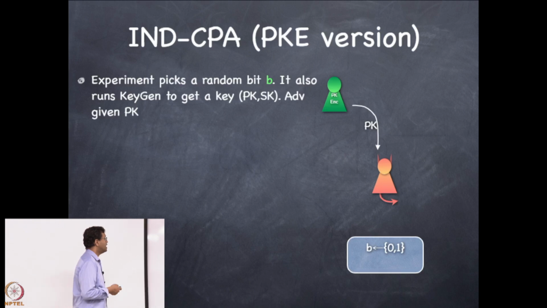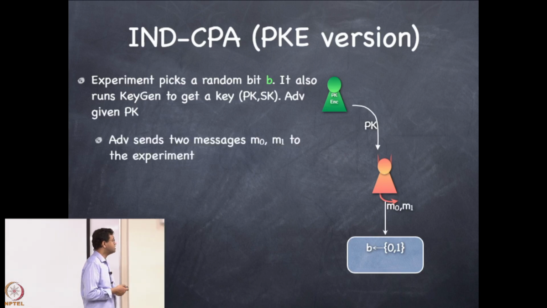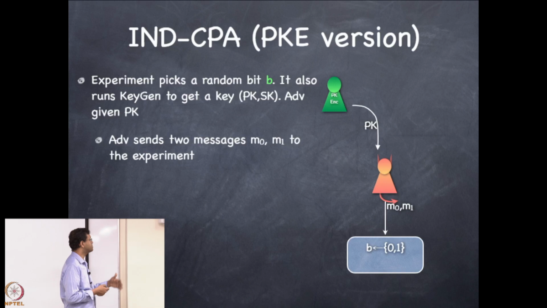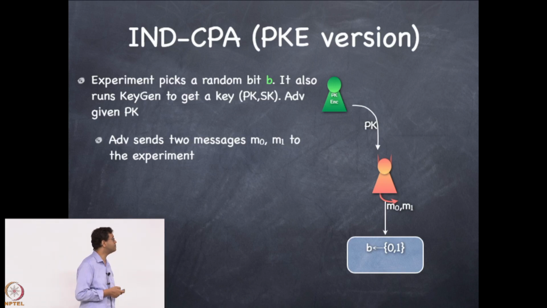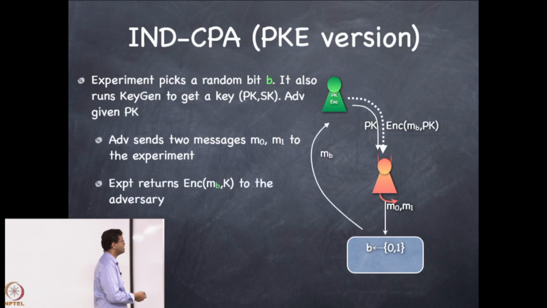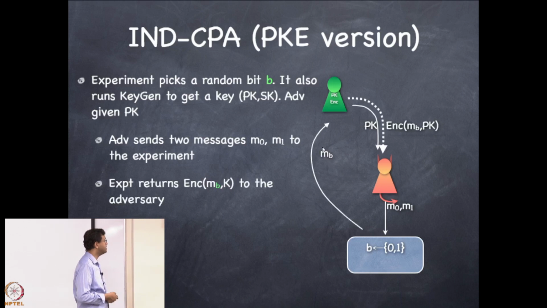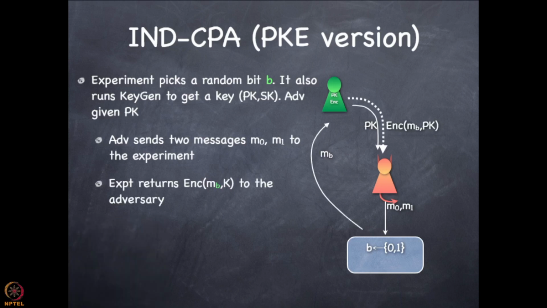Kind of as before, the adversary picks a pair of messages M0, M1, and we will encrypt one of them, M sub B, and give the ciphertext to the adversary. Now, in symmetric key encryption, the version I showed you, there was a loop here. You could do it as many times as the adversary wanted. That's not important here because the adversary has a public key.